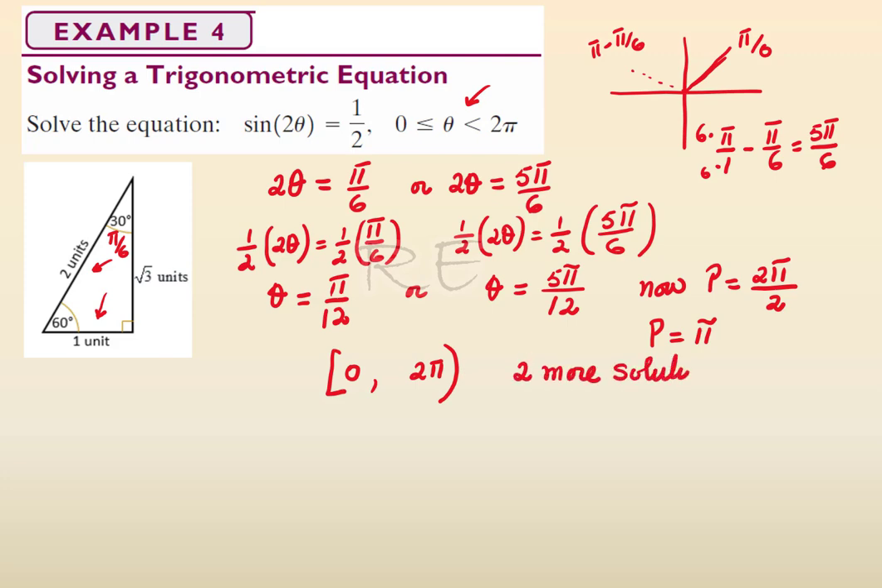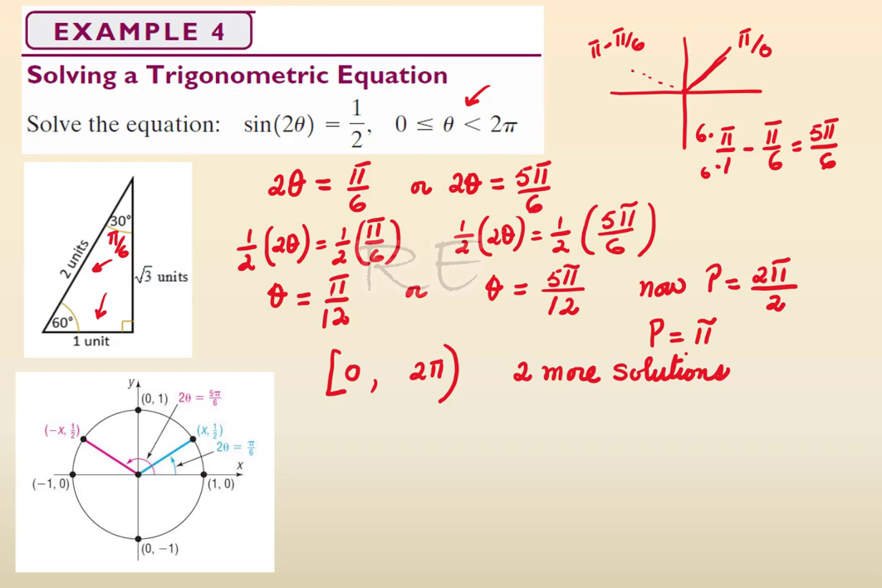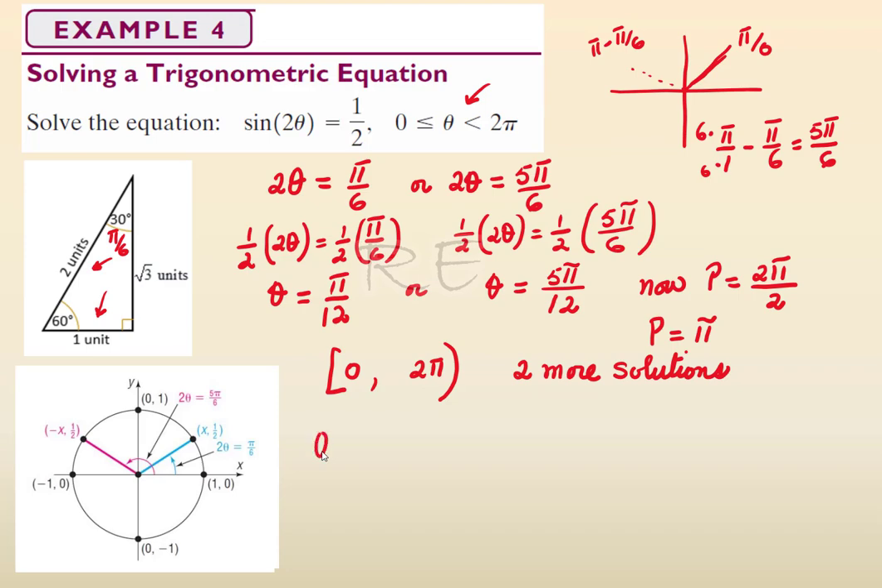And since the cycle is pi, we're going to have 2 more solutions. The first solution, of course, is theta is equal to pi over 12, a cycle of pi. Then the second solution will be pi over 12 plus pi, and pi is 12 pi over 12. Therefore, theta is equal to 13 pi over 12.